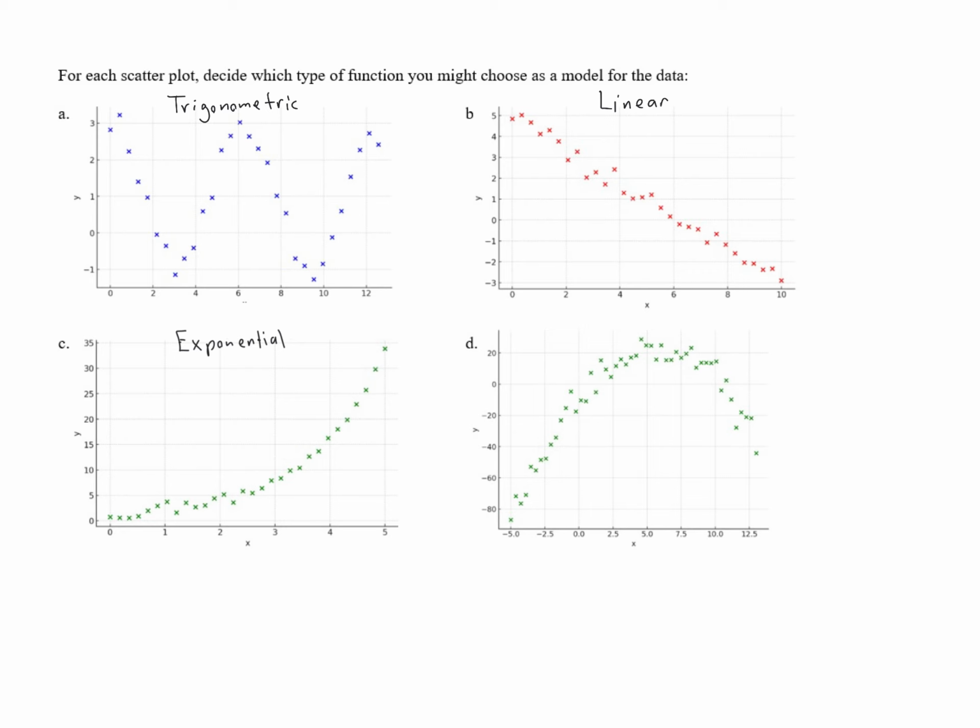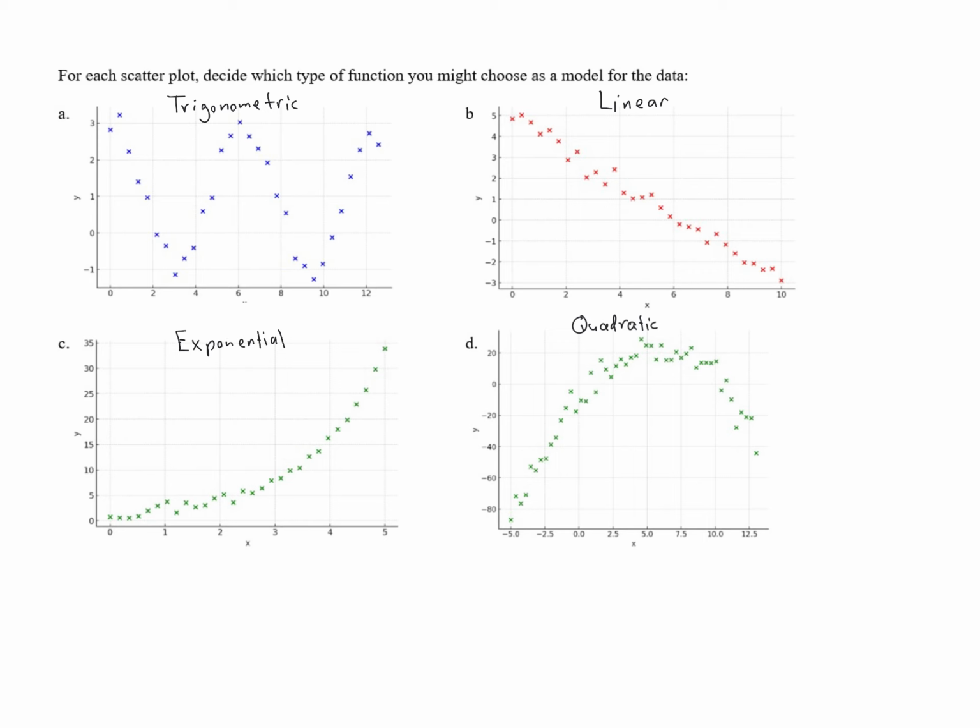If we look at plot D, this actually looks very parabolic, but we don't call those parabolic functions, we call those quadratic. A quadratic function opening downward, so there'd be a negative leading coefficient there.